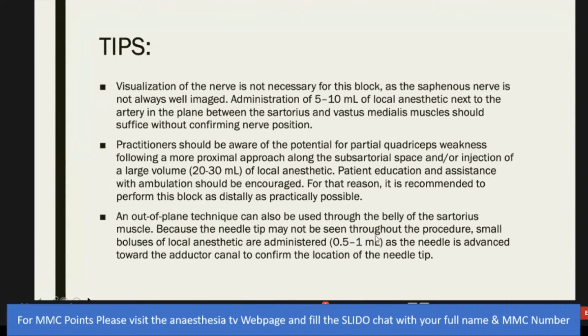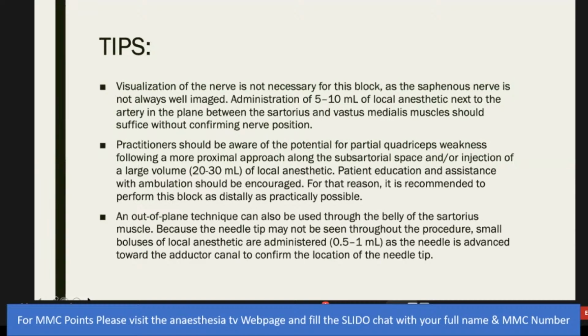Proper visualization of the canal is a must to avoid intramuscular injection of the drug. If the nerve is not clearly visualized in the canal, inject the drug anterolateral or superficial to the femoral artery in the canal. High volume, more than 30 ml, should be avoided to avoid muscle weakness, because distant spread of the drug may occur, causing muscle weakness.